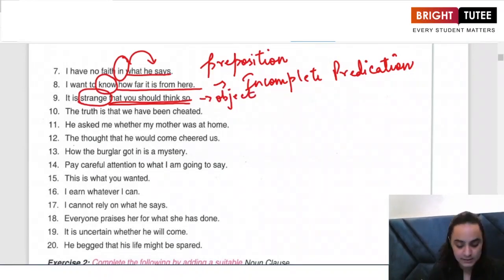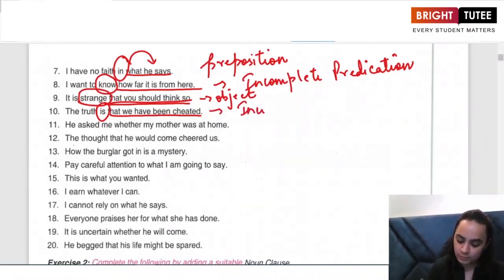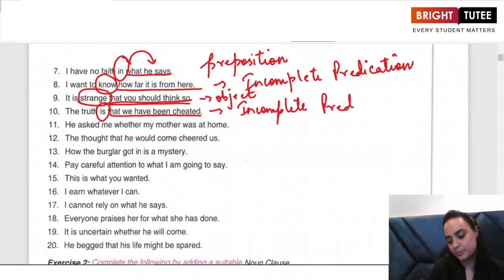The last sentence. The truth is that we have been cheated. What is the truth? That we have been cheated. What is my verb after which this is coming? Is. And as I told you, is an incomplete verb. So a noun clause that follows an incomplete verb is the noun clause of incomplete predication.